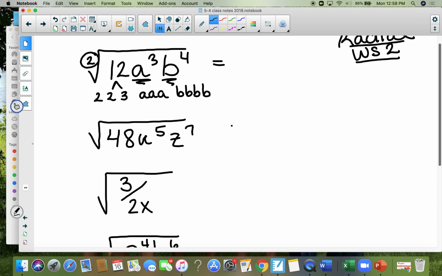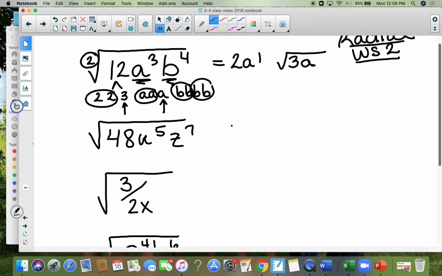I'm looking for 2's of something, so I can take a 2 out. The 3 has to stay inside. I can take an A out, but one of the A's has to stay inside. We have a lingering 3 and a lingering A. We have 2 groups of B's, so that'll be B squared on the outside, and there's no B's left on the inside because there is an even amount. So this is what we're doing on the second worksheet for this test.